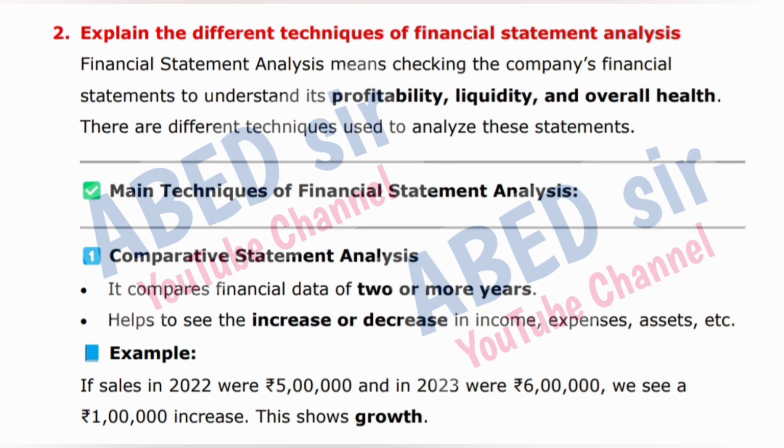1. Comparative statement analysis. It compares financial data of 2 or more years. Helps to see the increase or decrease in income, expenses, assets, etc. Example: if sales in 2022 were 5 lakh rupees and in 2023 were 6 lakh rupees, we see a 1 lakh rupee increase. This shows growth.